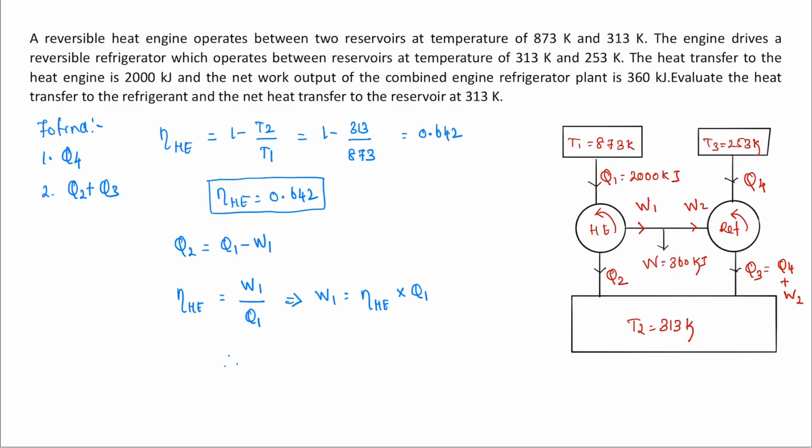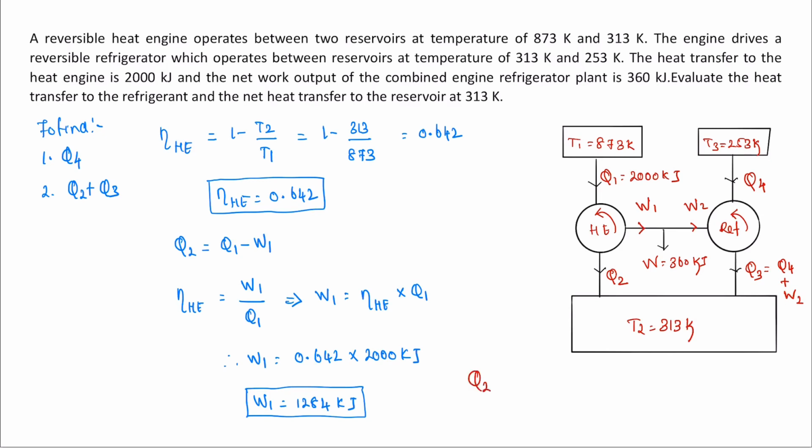Therefore, W1 is equal to 0.642 times 2000 kilojoule. From this, the value of W1 can be calculated as 1284 kilojoule. We have found the value of W1. Now, by substituting the value of W1 and Q1 in this equation, you can find the value of Q2.